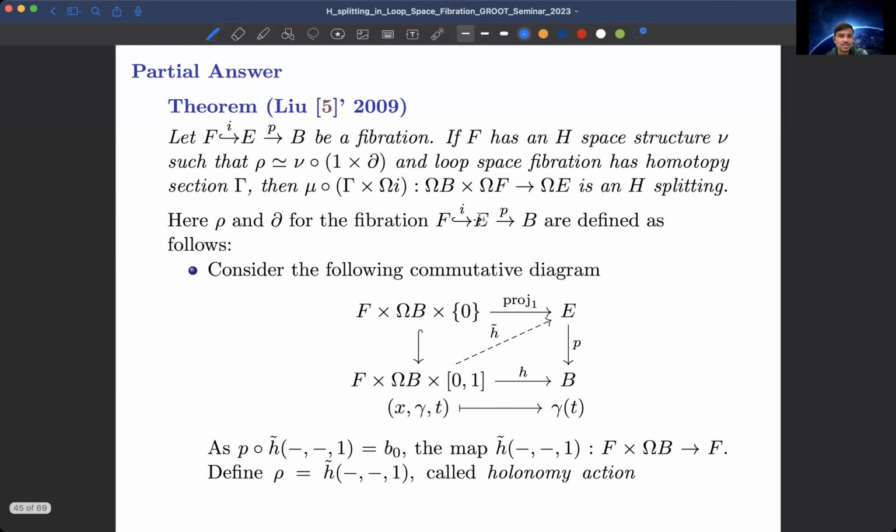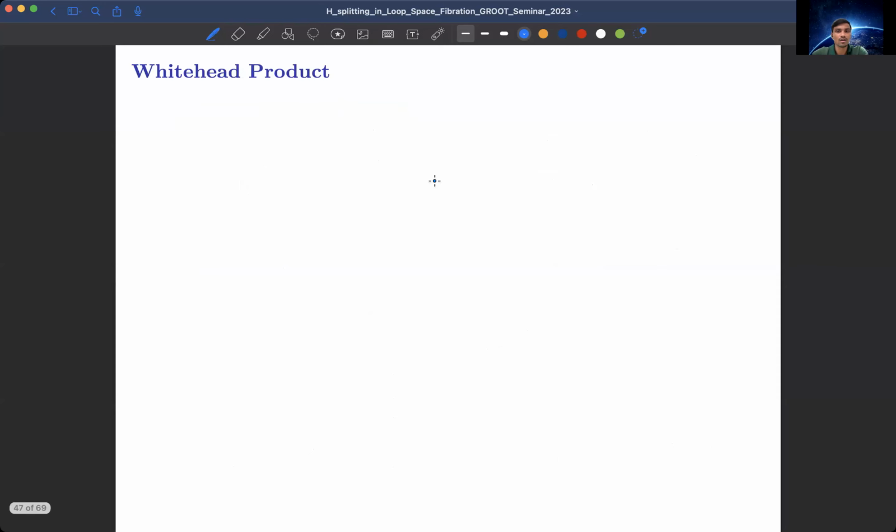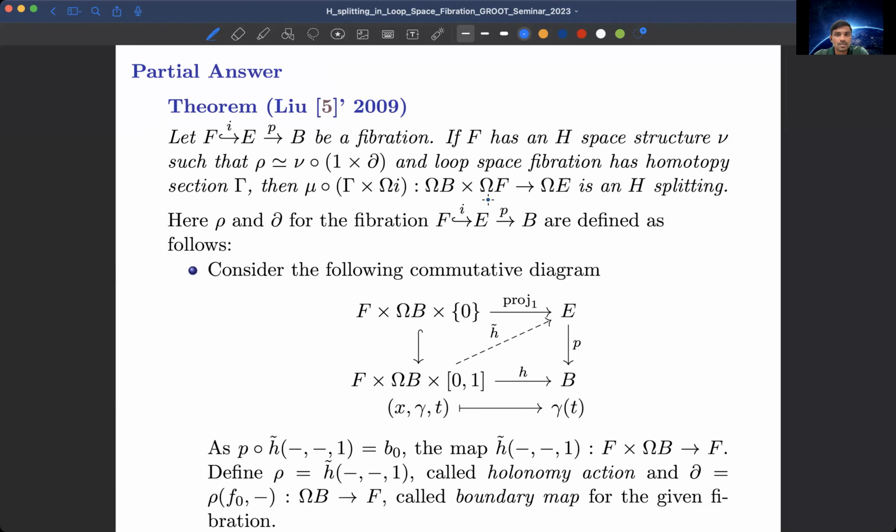Okay, H splitting I missed. So H splitting is the thing where you already have this homotopy equivalence as well as the H map. So hope that clears it. So H splitting is just that thing: not only the homotopy equivalence, but the map is also an H map.